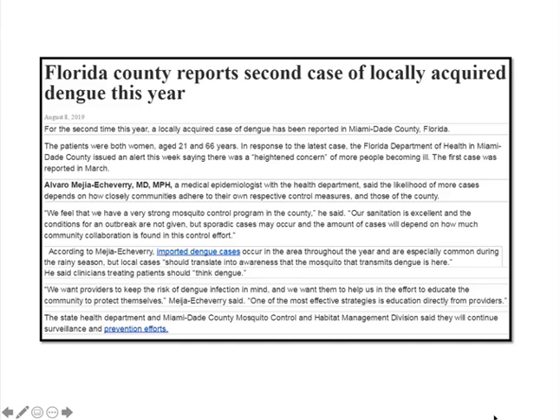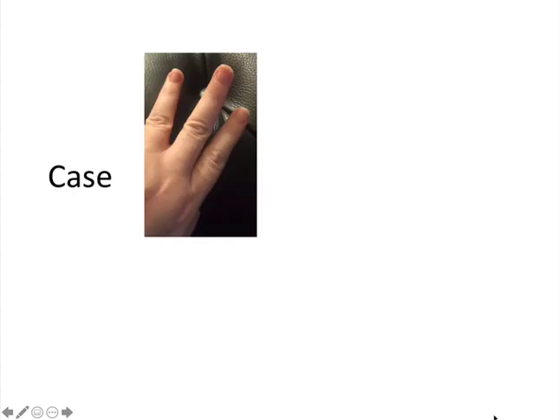But the issue was this article, which described a locally acquired case of dengue in Miami-Dade County that you have to be cognizant of. Interestingly, both of the patients were women, but one was 21, one was 66. But don't think that it's not here in the state of Florida. You do not have to travel outside the state of Florida, unfortunately, to get dengue. And this is, again, Miami-Dade County. Moving on to case number 3.